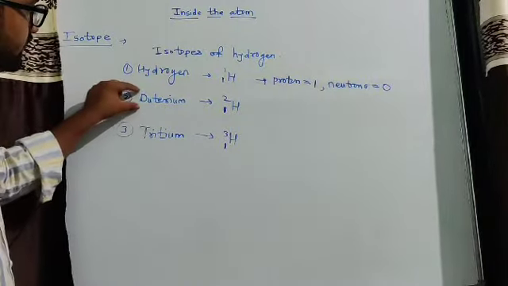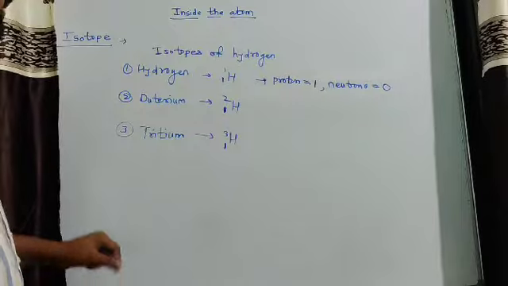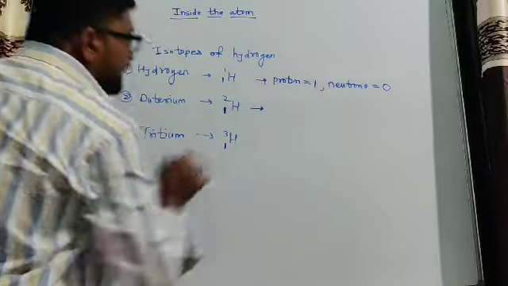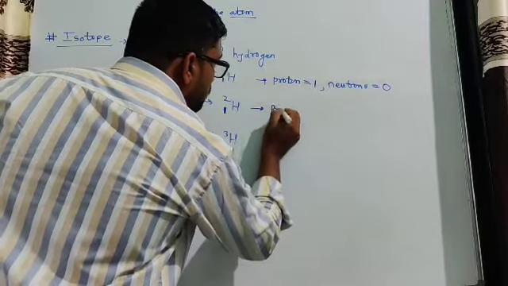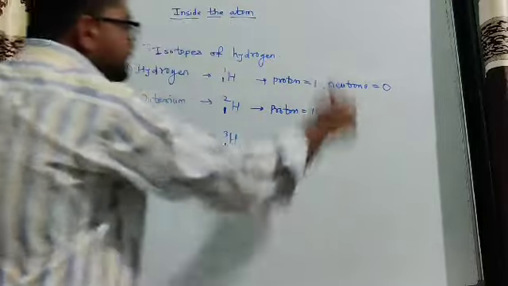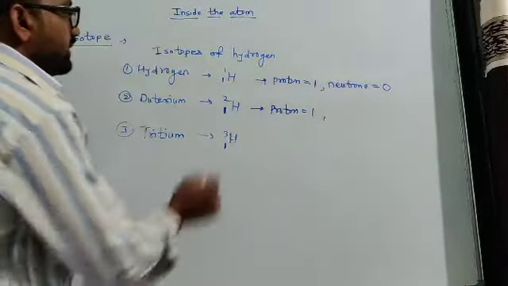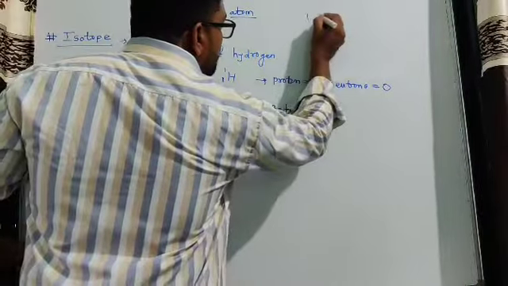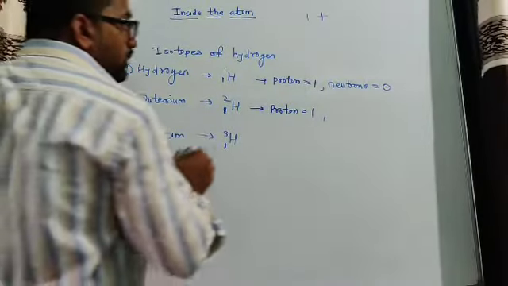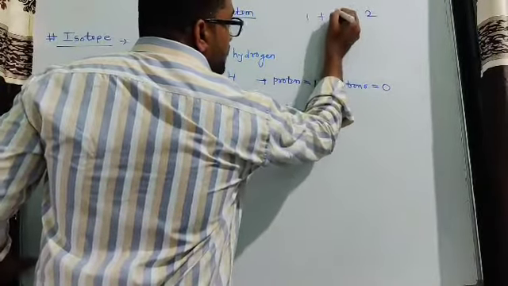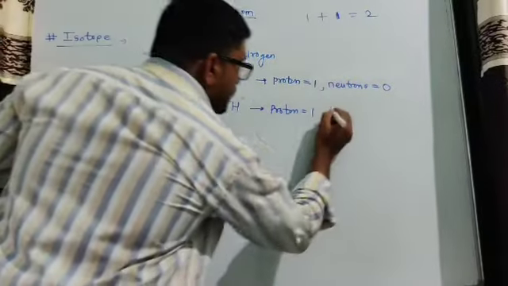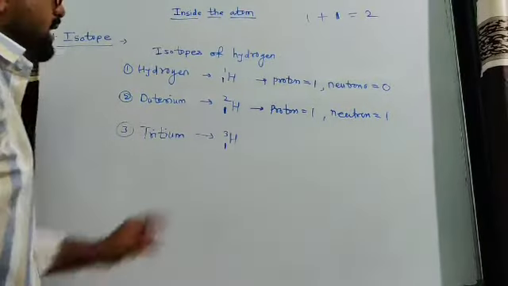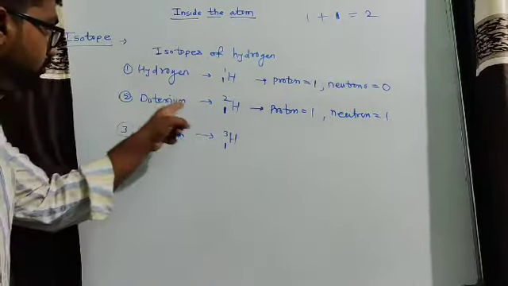Now second, this is one isotope of hydrogen, deuterium. Now look at what happened. Atomic number is 1, means protons are 1. But now look at the mass number, it is 2. Mass number means the number of protons, which is 1, plus the number of neutrons. Total addition is 2. So here the number of neutrons should be 1. One proton and one neutron is present in deuterium.